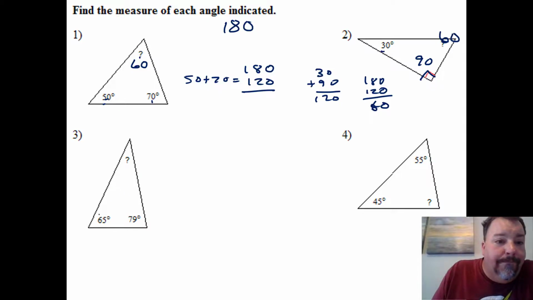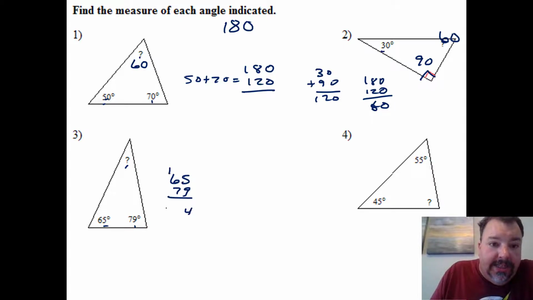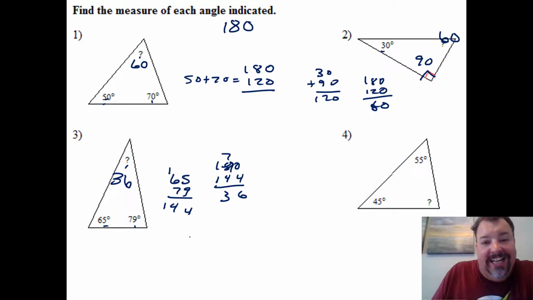Number 3, find the missing angle. We know two angles. We want to find the third. So we add up the two angles, and that gives us 144. Subtract it from 180. That gives us 36. 36 plus 65 plus 79 adds up to 180.